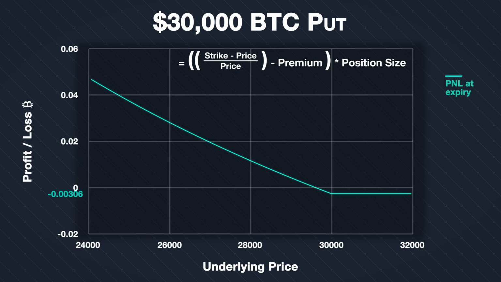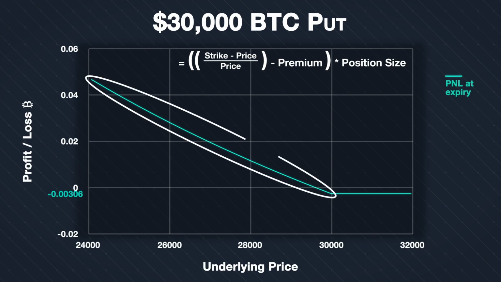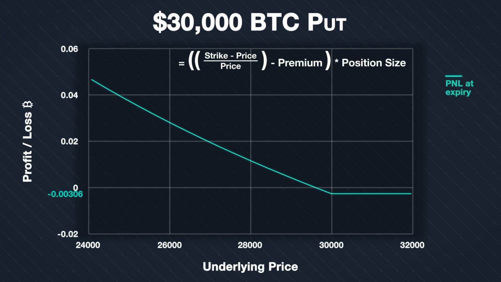We've also added on the position size multiplier, which is just the number of contracts, in this case 0.2. The profit or loss line increasing to the left of our strike price is just this same formula plotted for each underlying price of Bitcoin at expiry.